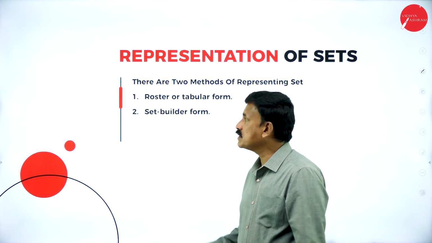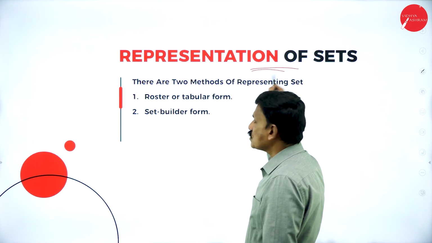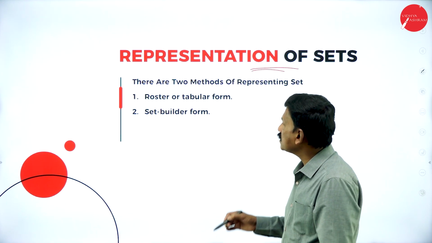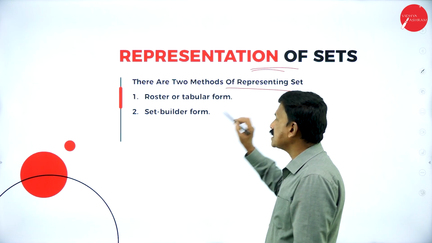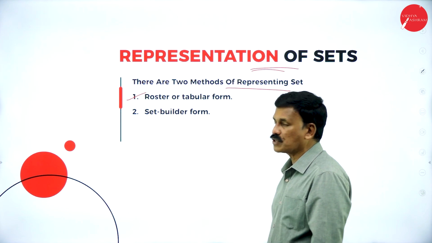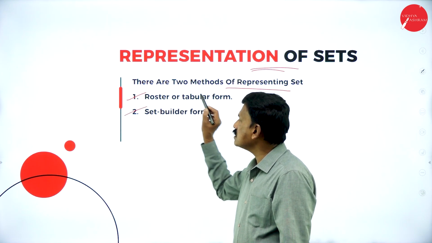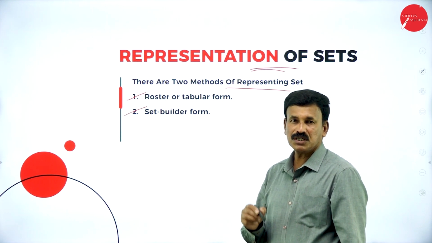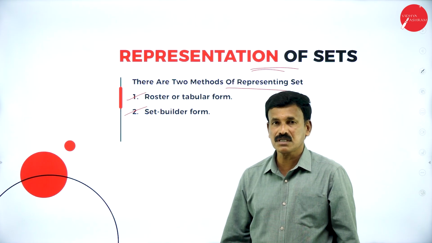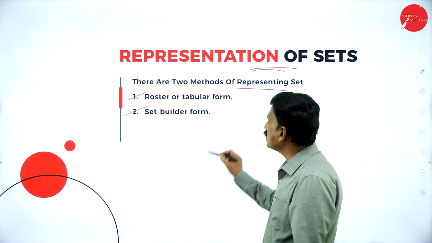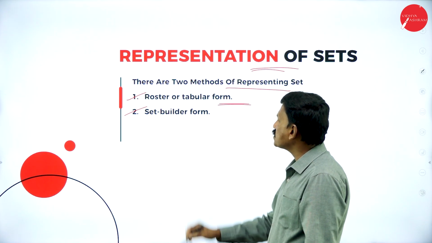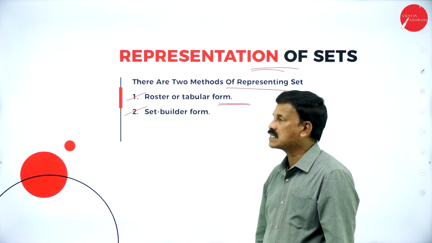Now, the next concept is the representation of a set. How to represent a set? A set is represented in two forms. There are two methods to represent a set. The first one is the roster form, also called the tabular form, and the second one is called the set builder form. Now, let me discuss the roster form, or tabular form, with an example.